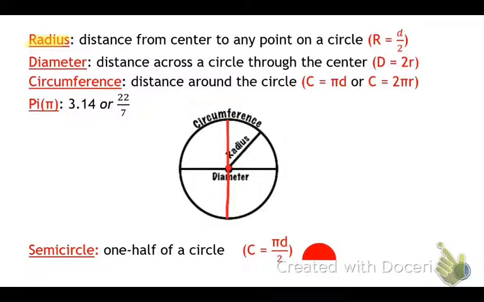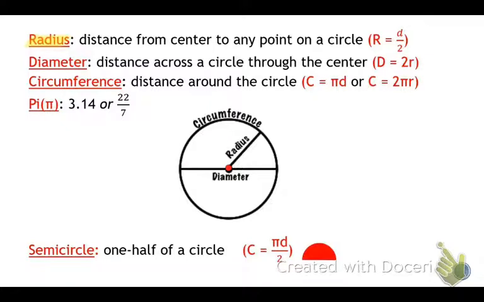Do you see the difference between a radius and a diameter? Which one is longer? Diameter. The diameter is double the radius, okay? So if you look right here, this is the radius. If I doubled that and kept going, what would that be called? The diameter, okay? So that is the difference between a radius and a diameter.